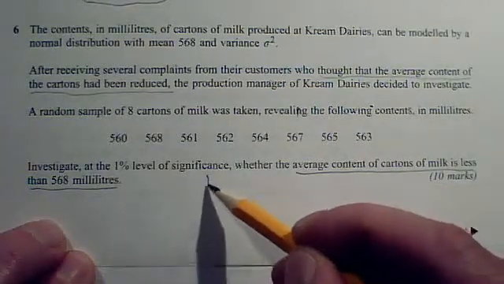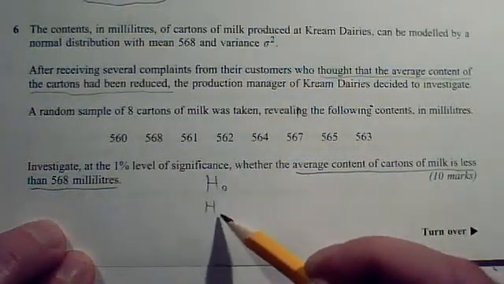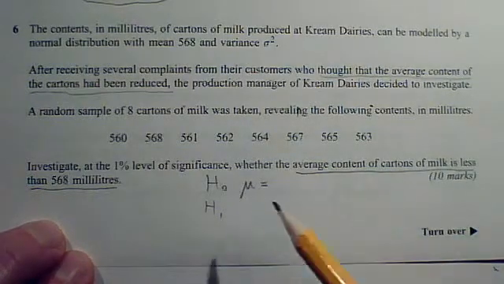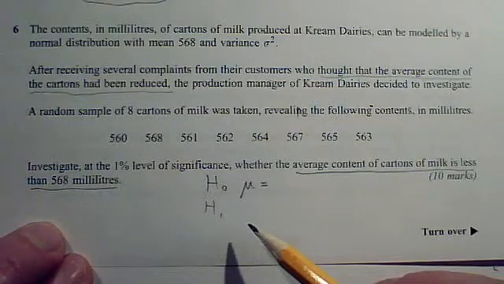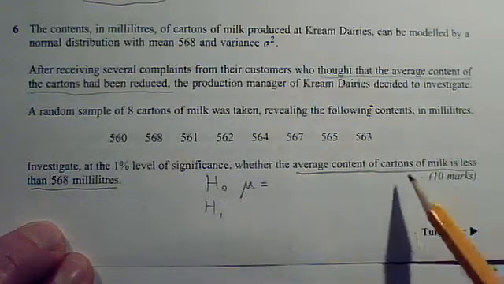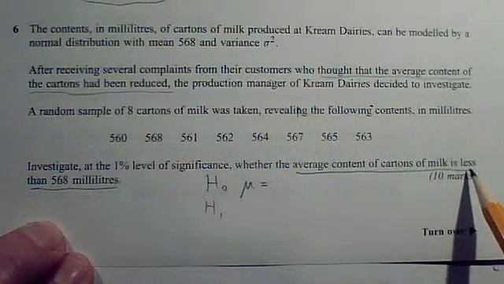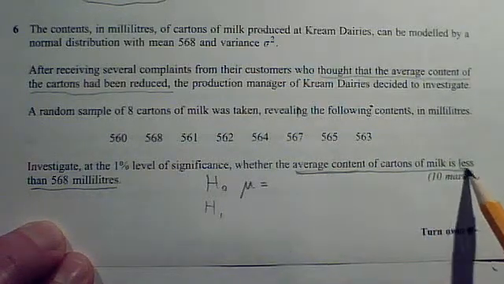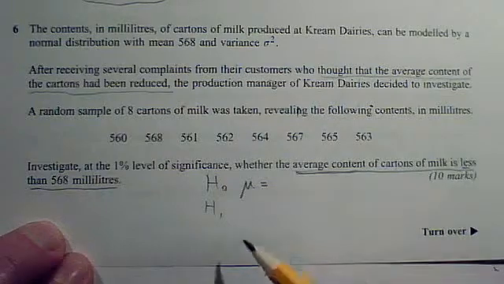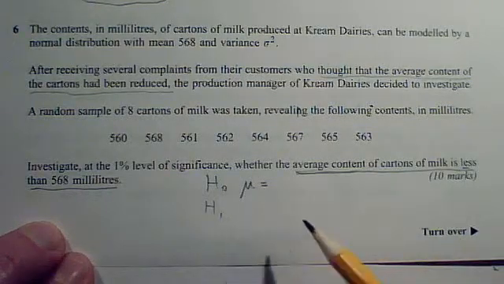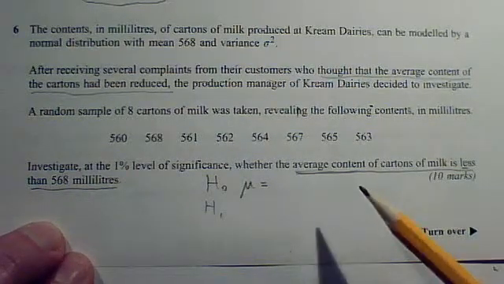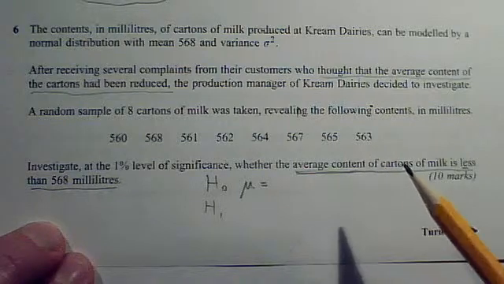So we need to set up null and alternative hypotheses. The null hypothesis is always that mu equals a value. The alternative one depends on the exact claim being tested. In this case, the test is that the average content, in other words the mean, is less than something. So that will enable you to fill in the alternative hypothesis, decide whether it's a one-tailed test or a two-tailed test.